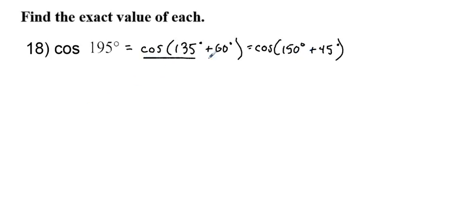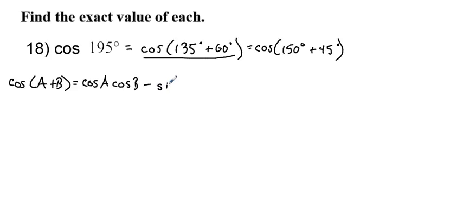So let's go with this first one, cosine of 135 plus 60. So that's a sum identity for cosine, so I'm going to write the cosine of A plus B. From your blue formula sheet, we know that this is going to be the cosine of A times the cosine of B. Now, with cosine, whatever operation sign is here, the opposite goes here. So minus sine A sine B. Okay, so once again, we have to find four things: cosine A, cosine B, sine A, sine B.